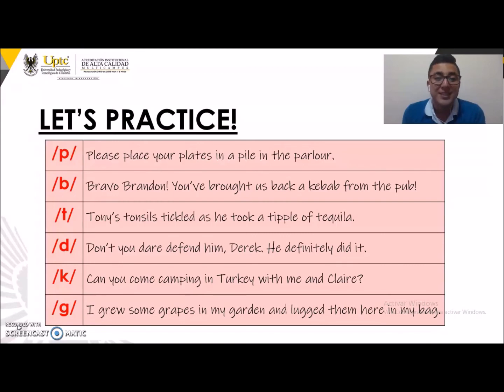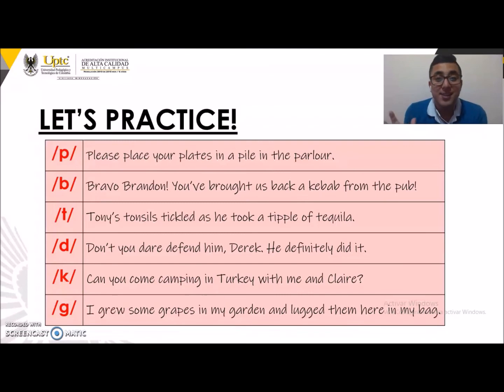Fourth: Don't you dare defend him, Derek. He definitely did it. Fifth: Can you come camping in Turkey with me and Claire? And sixth: I grew some grapes in my garden and locked them here in my bag.